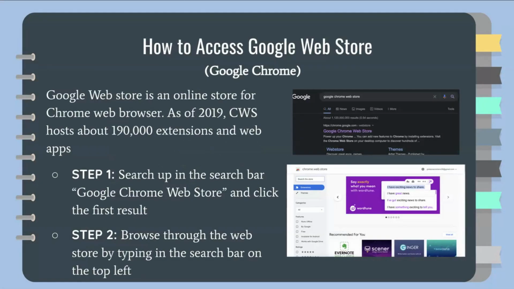First, search up in the search bar Google Chrome Web Store and then click the first result. Browse through the web store by typing in the search bar on the top left.